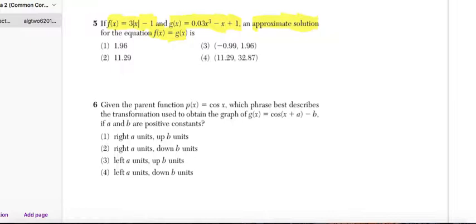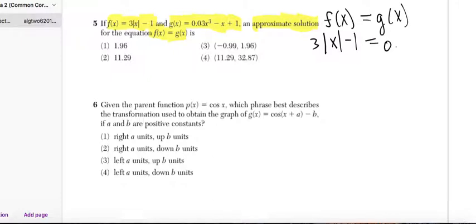x comma y. But when you have function notation, guys, they want to know what the value of x only is that makes f of x equal g of x, because this, 3 absolute value of x minus 1, that's our f of x, is equal to 0.03x cubed minus x plus 1. If there was a way to solve this algebraically, I don't know that there necessarily is, and I don't feel like doing that right now, and neither should you in this case, because this is a calculator question. Basically, if you were to solve, it's just asking for x.